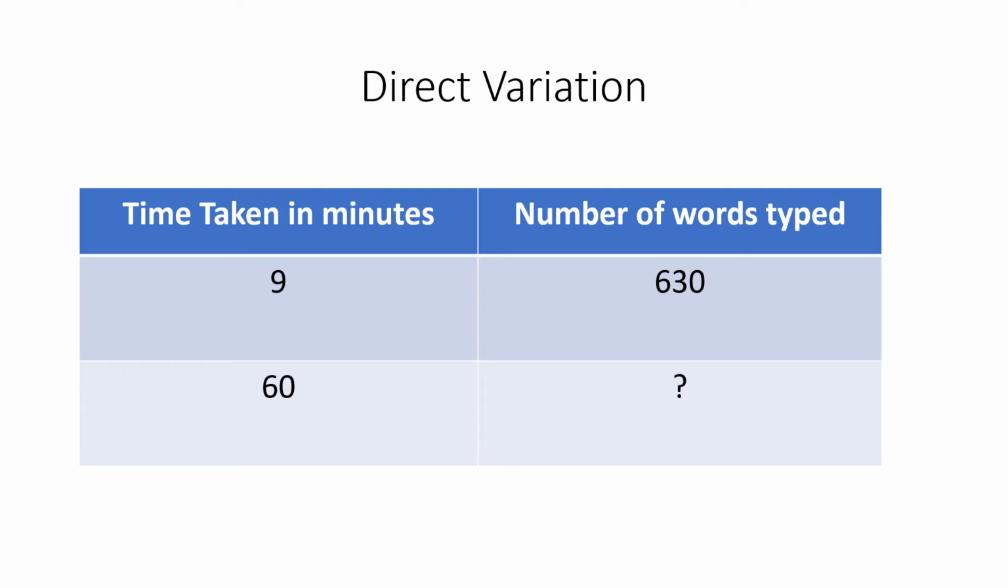Now, time taken in minutes is given in one column of the table and the number of words typed is given in the other column of the table. In the table, we can see that Meenakshi takes 9 minutes and she can type 630 words. Now, she is taking 1 hour or 60 minutes. And how many words can she type? We have to find that out.